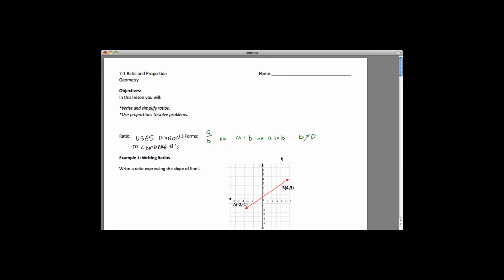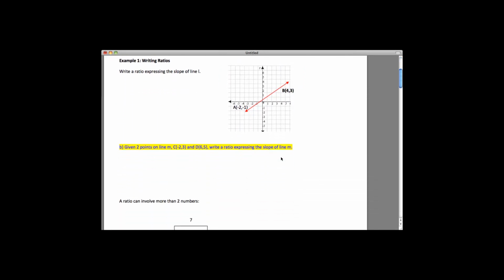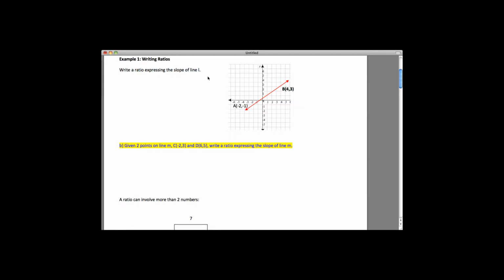One example of a ratio would be comparing the rise and the run in slope. So we're going to scroll down to example 1, and we are going to write a ratio expressing the slope of line L. This is line L. Well, we remember that slope is y2 minus y1 over x2 minus x1, or rise over run. Okay, and so when we subtract, we get 3 minus a negative 1 over 4 minus a negative 2, which is equal to 4 over 6, or 2/3. That is a ratio right there. 2 to 3 would be a ratio, or 2 over 3, or 2 colon 3.